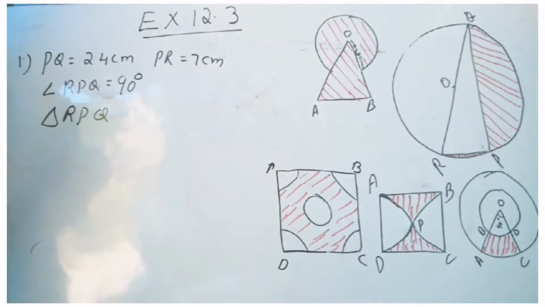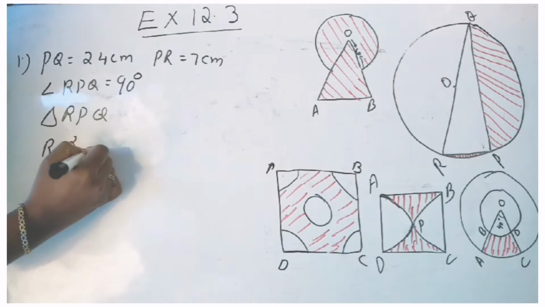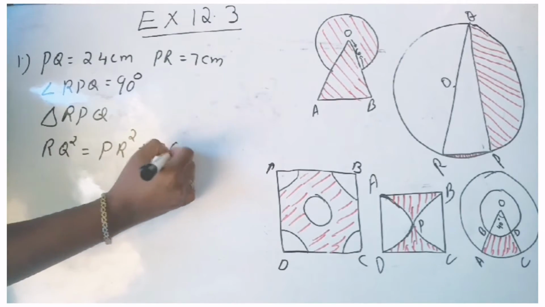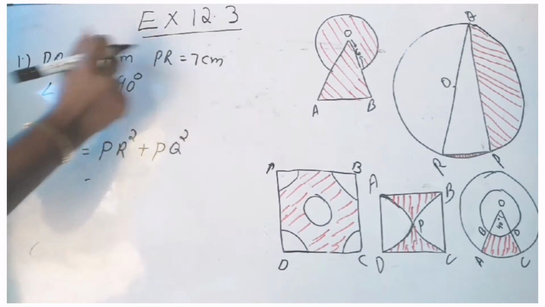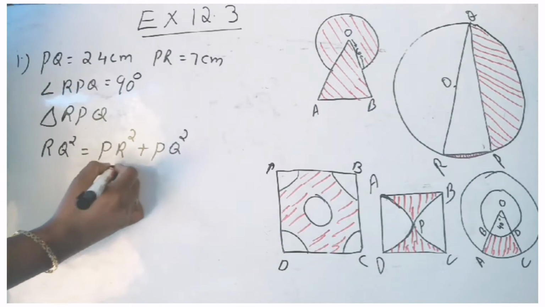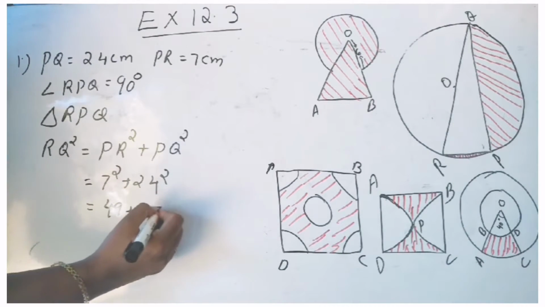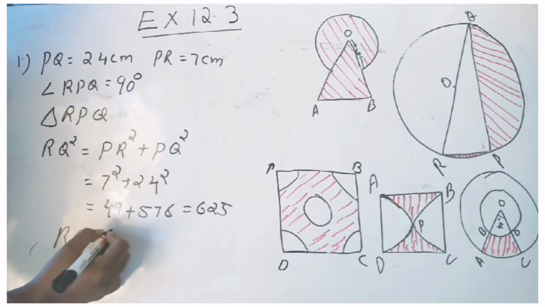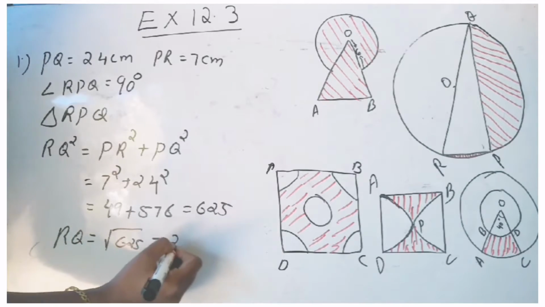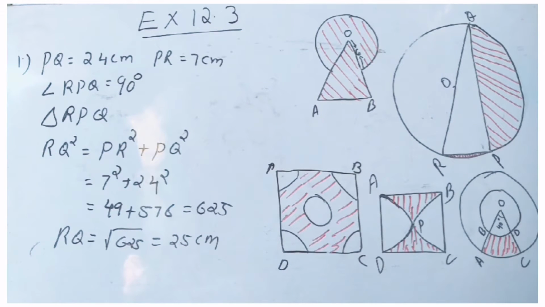Now just apply Pythagoras theorem in that triangle. By Pythagoras theorem, we will get RQ square is equal to PR square plus PQ square. That is equal to, as given in the question, 7 square plus 24 square, which is 49 plus 576, equal to 625. Then RQ is equal to root of 625, which is 25 centimeter. So the length of RQ is 25 centimeter.